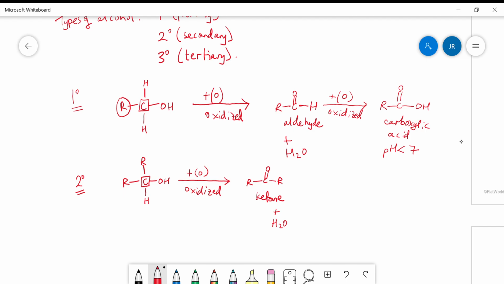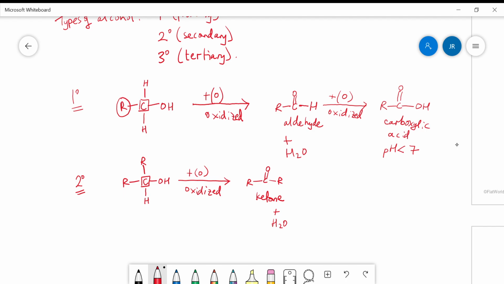And once you form the ketone, there's no further oxidation. So we're done with ketones here. So you could oxidize an unknown alcohol. If its pH drops, you've got evidence that you had a primary alcohol. If the pH doesn't really change that much, you've got evidence that you had a secondary alcohol.